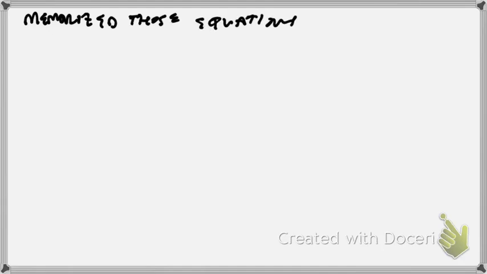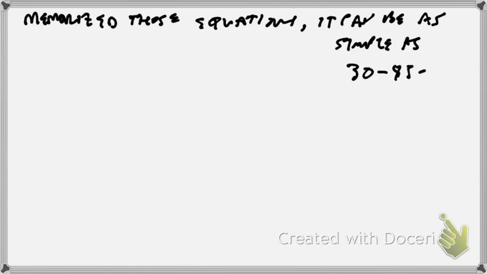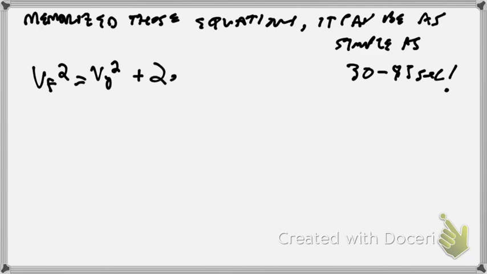So if you have memorized those equations, it can be as simple as that. So let's just plug and chug and find out what that answer is. V final squared is equal to V initial squared plus 2 times acceleration times D, right?